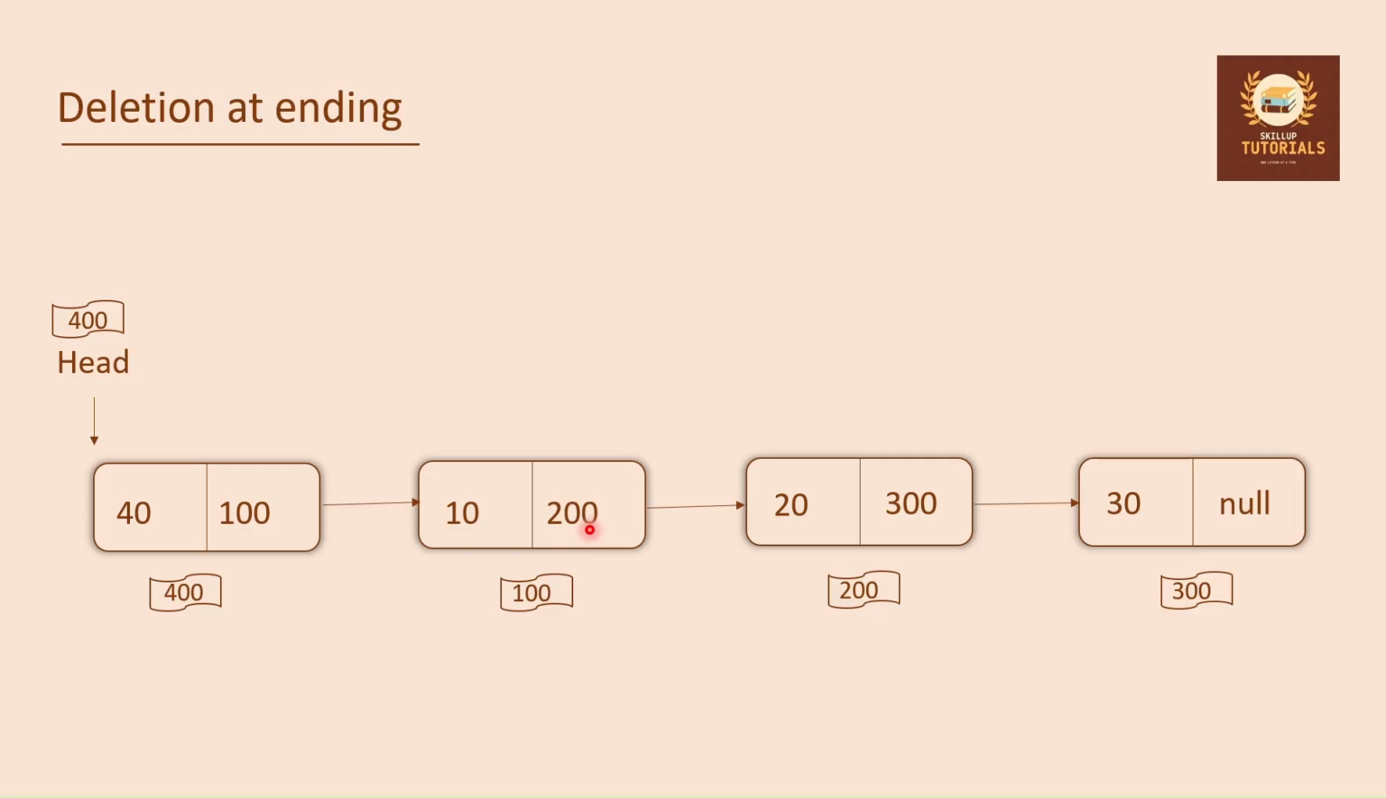So what we do is temp equal to temp dot next. That means temp equal to 200. We move to this node and we will check whether it is null or not. That means temp dot next is null or not. It is not null. What we do? Temp equal to temp dot next. That means temp equal to 300.